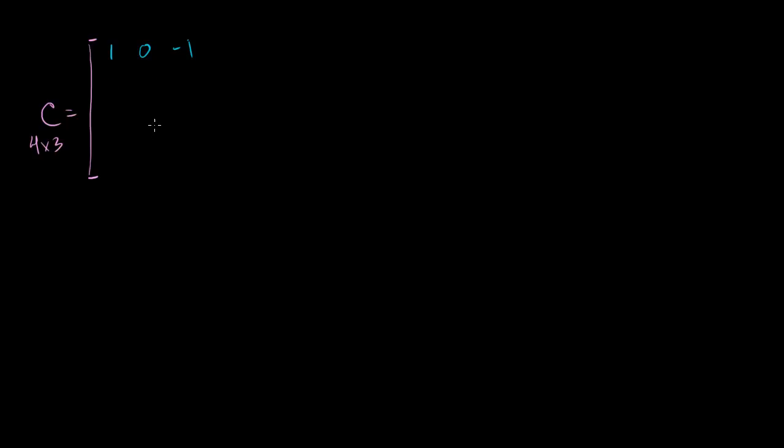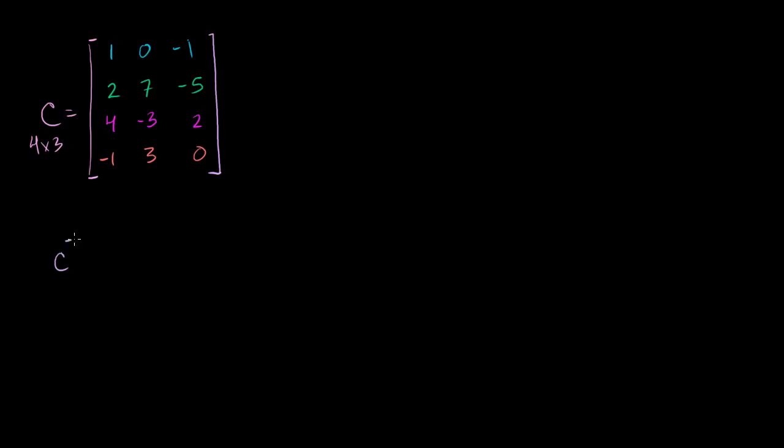Oh, I want to do it in different colors. So then I get 2, 7, minus 5. Then I get 4, minus 3, 2. And I have to do one more row here. So let me just make that minus 1, 3, and 0. That is my matrix C. I like to be aesthetically pleasing, so let me close the bracket in the same color. So what is C transpose going to be?